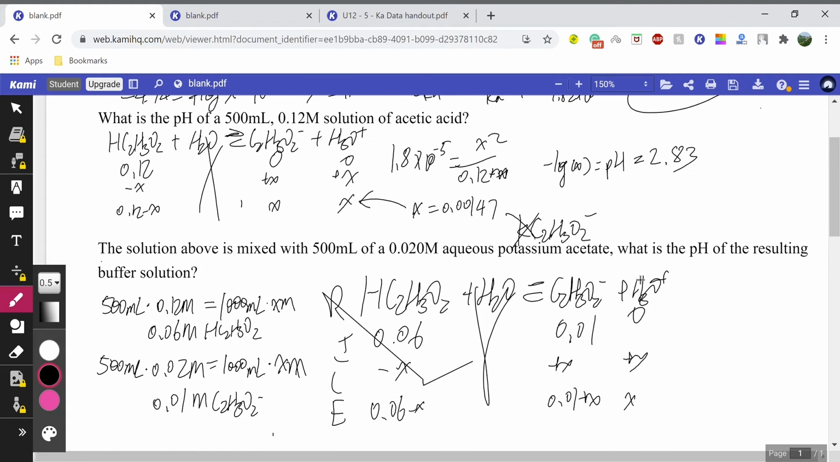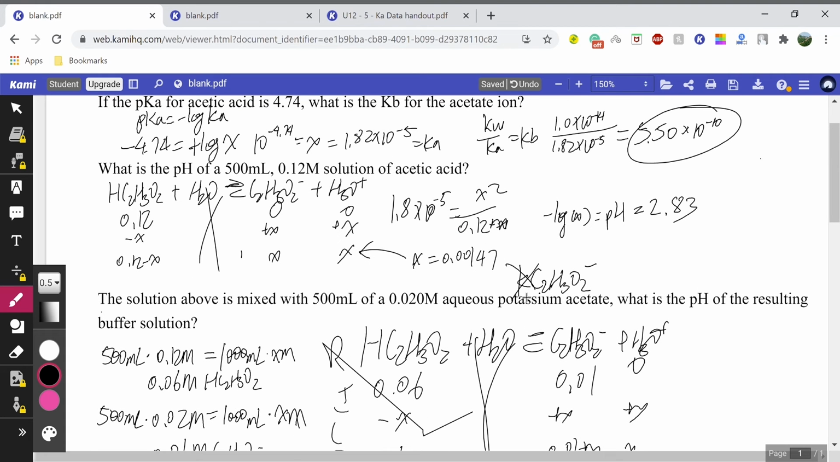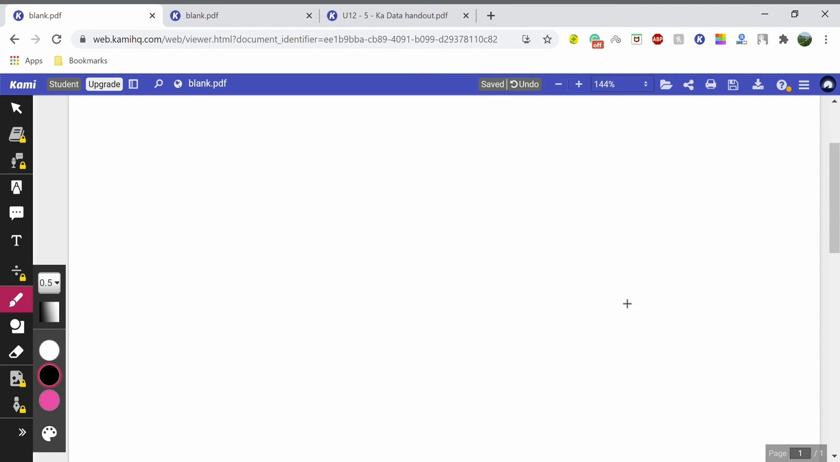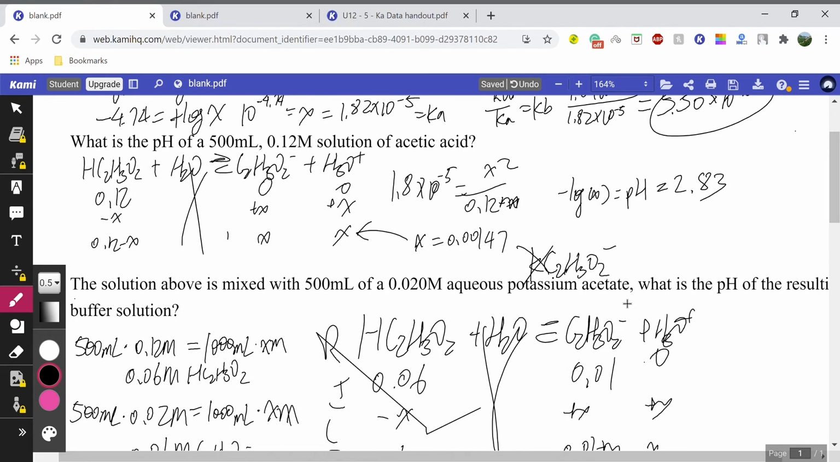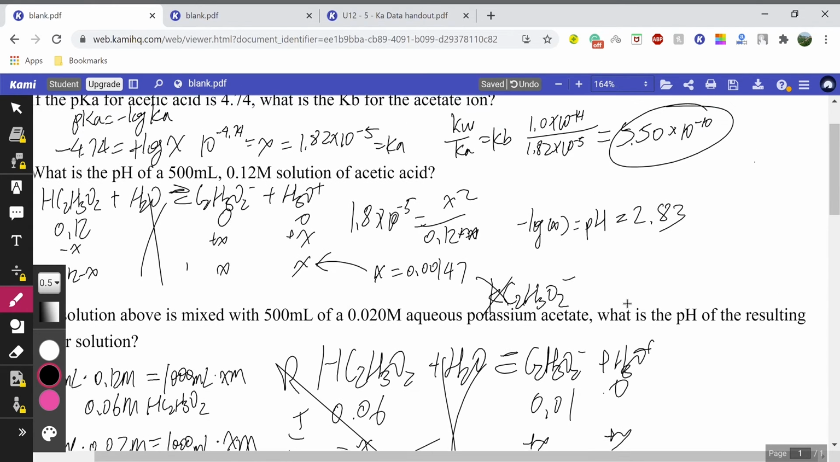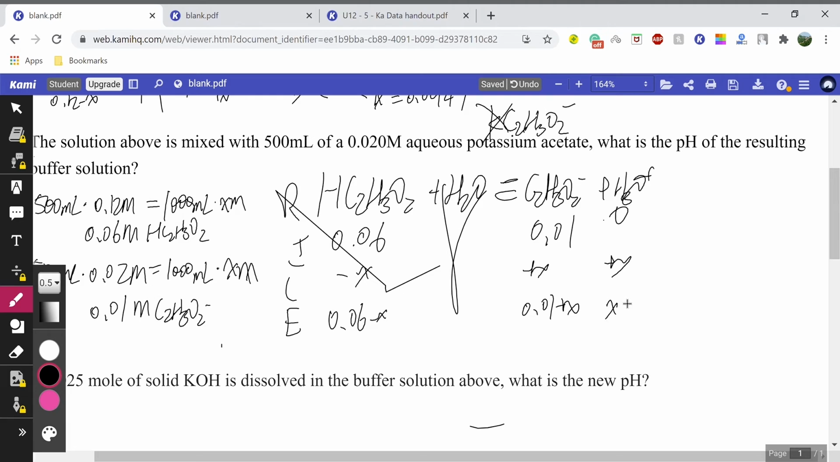Our K did not change, which is still 1.8 times 10 to the negative 5th power. From above, it's the same acetic acid, so 1.8 times 10 to the negative 5th is equal to 0.01 times x divided by 0.06. Again, we remove these plus and minus x because they're so small. So x is 1.8 times 10 to the negative 5th times 0.06 divided by 0.01.